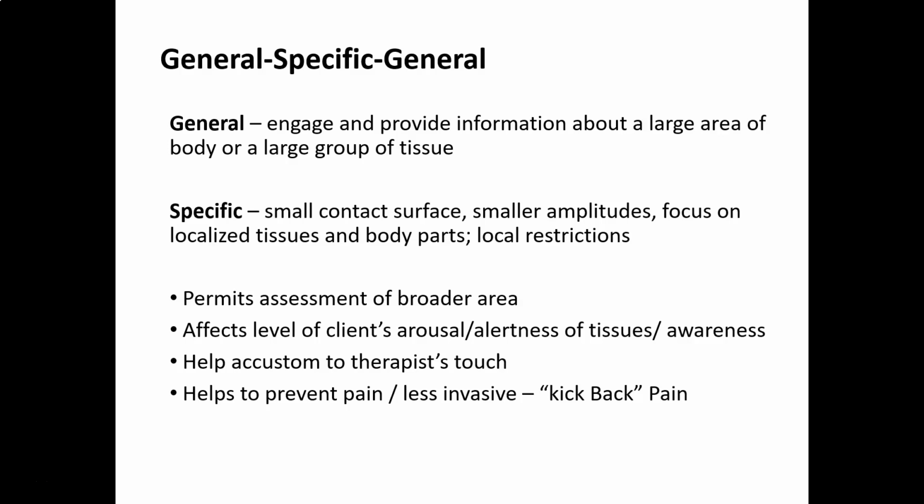So this permits assessment of broader areas. Of course, we're thinking about intelligent touch. So when we're applying, we're assessing the tissues with those 5 T's as we're providing this broader area: the effects, level of the client's arousal, alertness of tissue, and awareness. Something I would normally do in class is ask you to partner up, apply pressure with the broad flat of the hand, apply the same pressure with 3 or 4 fingers, the same pressure with 2 fingers, and the same pressure with 1, and then get feedback from the partner: what did the depth feel like, or how specific did it feel, and so forth. It helps accustom them to the therapist's touch as well.